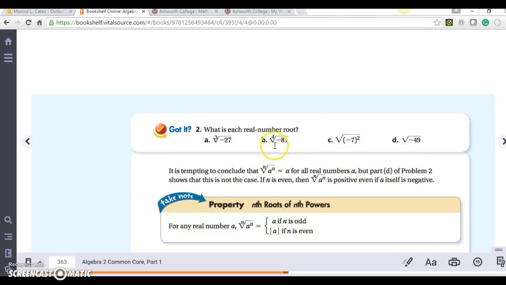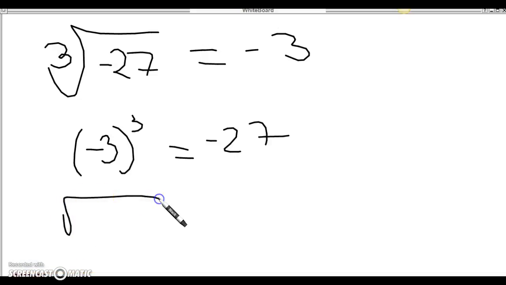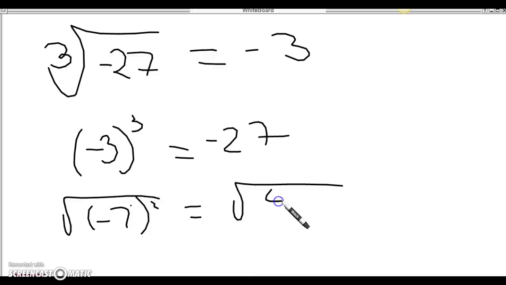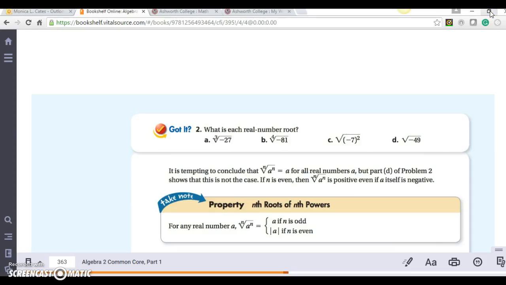For B, we have the fourth root of -81, which is not possible, so there's no real root here. For C, we have the square root of -7 squared. If I evaluate this, I get 49, and so the square root of 49 is 7. It's also -7, but we're only looking for the positive square root again. And then part D, we can't take the square root of -49. So I hope this helps.